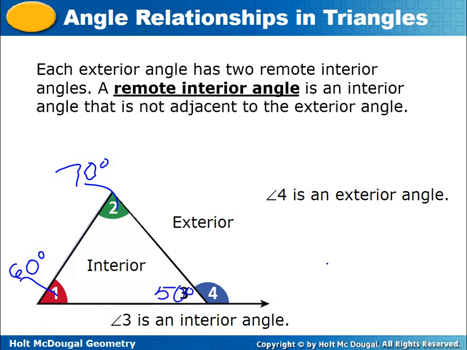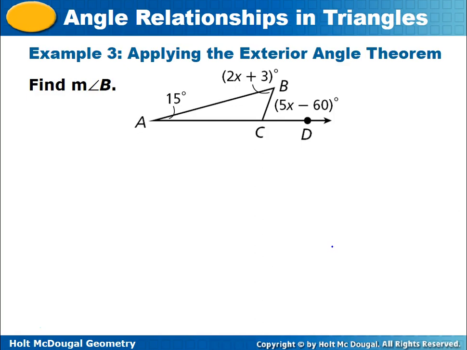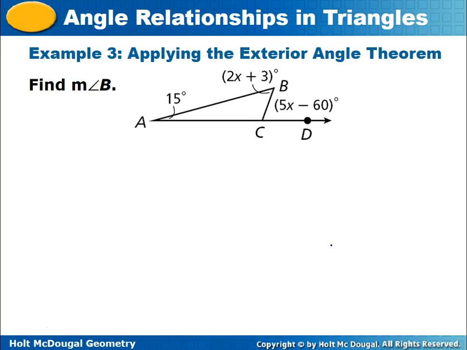Now, if angle 3 is 50 degrees and it forms a linear pair with angle 4, then we would subtract 50 from 180 to get that this is 130. Now, hopefully you can see that when I add 60 to 70, it is equal to 130. And that's why this is true. The remote interior angles added together equal the exterior angle. So we're going to go ahead and use this formula. And this is the same principle again, 1 plus 2 equals 4. Okay, so here we're going to say angle A plus angle B is equal to angle BCD.